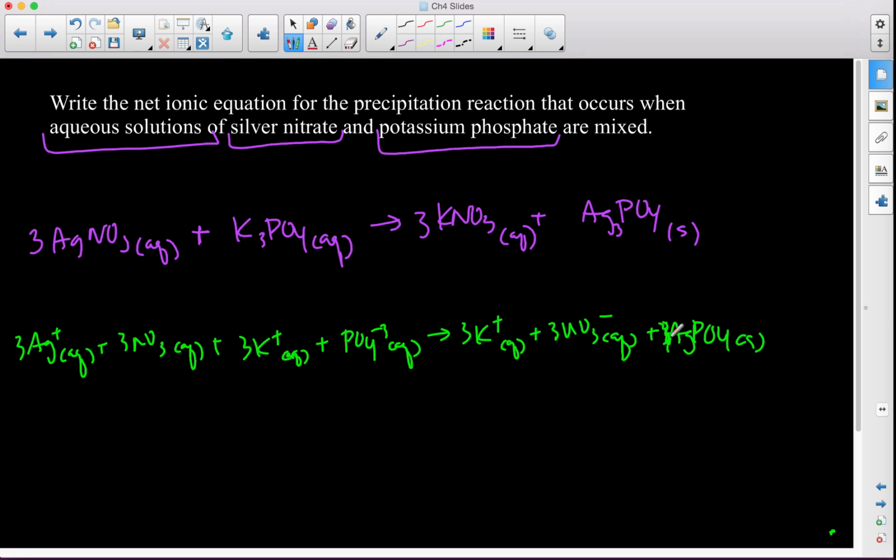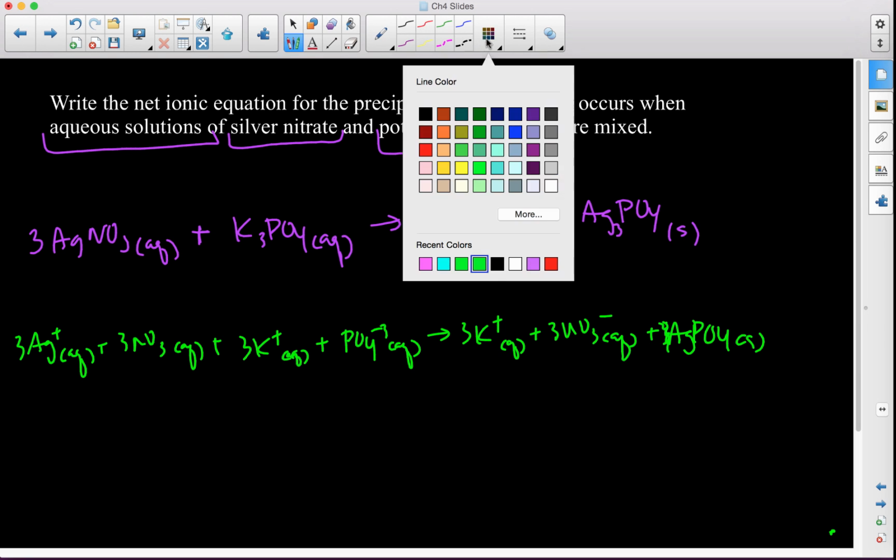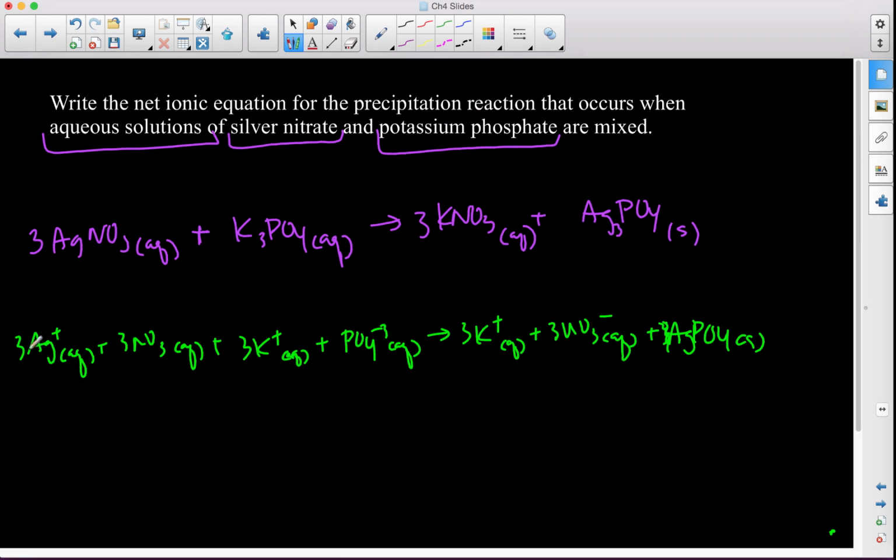And this stays stuck together, right? Stuck together because it is not both aqueous and soluble, or soluble and ionic. Then we cross out the things that cross out on both sides. So we'd go through here, and looks like the nitrates cancel. I forgot to write the negative there, but they do cancel. Potassiums cancel, and everything else becomes my net ionic.